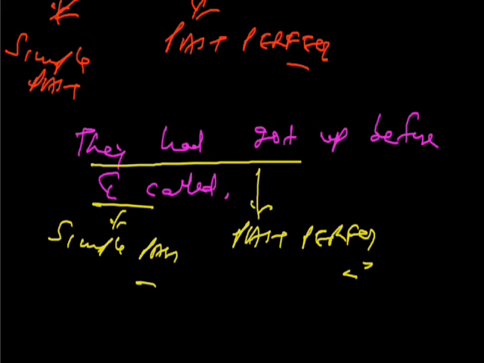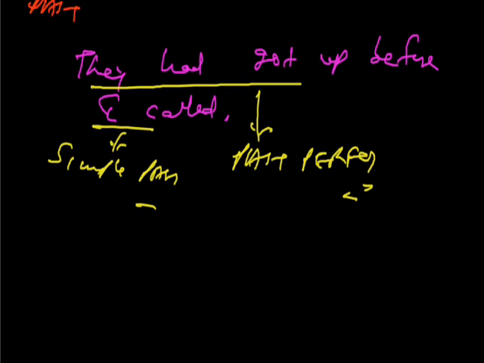You can make a number of examples using this. They had got up before I called. They had finished quarreling with each other before I called them. The train had arrived at the station before I got there. Or the train had left before I got there. There are a number of examples. You can form as many as you want. The bell had rung before I got to the school.